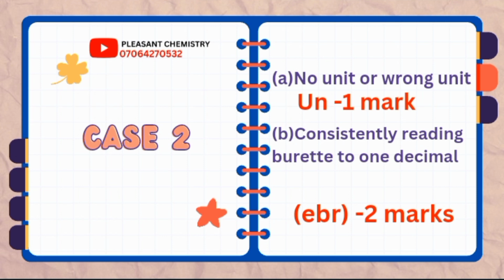Likewise, consistently reading Burette to 1 decimal place. Your Burette reading must be in 2 decimal places. So make sure that when you are writing your tables of value, your Burette reading must be in 2 decimal places. In the next slide, I'm going to show us that error.